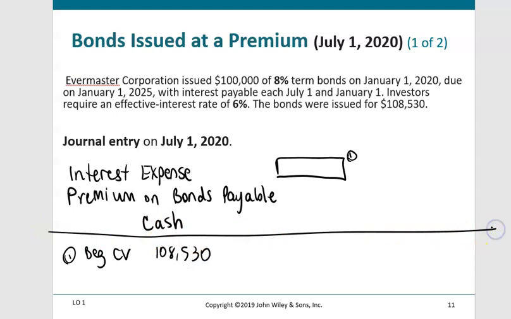Multiply that by the effective rate of 6%. And it's a semi-annual bond, so let's multiply this by 6 out of 12. Or we can say, let's take the 108,530, the beginning carrying value, and multiply it by 3%, because every 6 months we're accounting for 3% of the beginning carrying value. And this is going to work out to be 3,256.